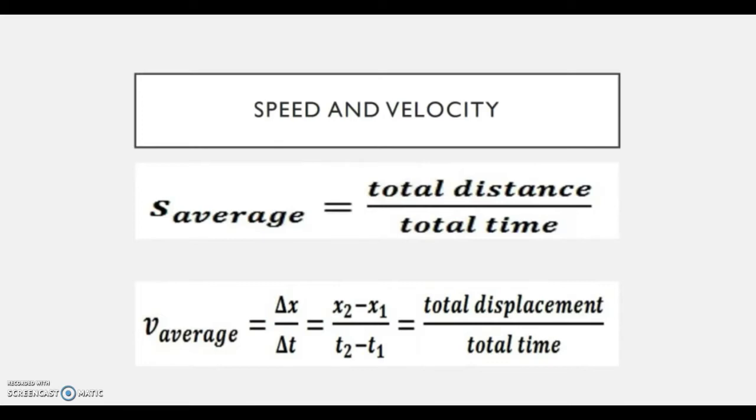Speed is how quickly the body moves, is measured in meters per second, and is a scalar. Velocity is how quickly the body moves in a particular direction and therefore, as it has direction, is a vector. You can see from the equations on the screen that the average speed is the total distance divided by the total time, and the average velocity is the total displacement divided by the total time.